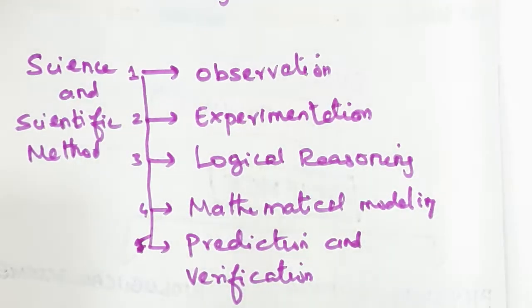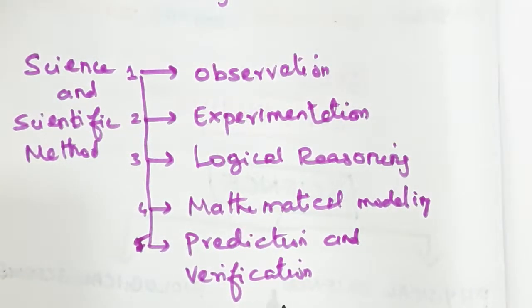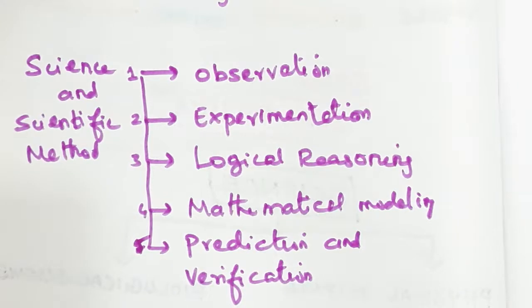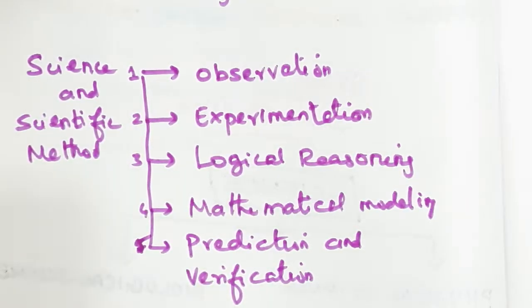Similarly, Einstein's mass-energy equivalence, E equals mc squared. In such a way we have to give the mathematical modeling with the help of mathematical formulas. And at last, we have to frame the laws or theory, that is, prediction and verification or falsification of theories. So this is the step-by-step approach in studying natural phenomena.